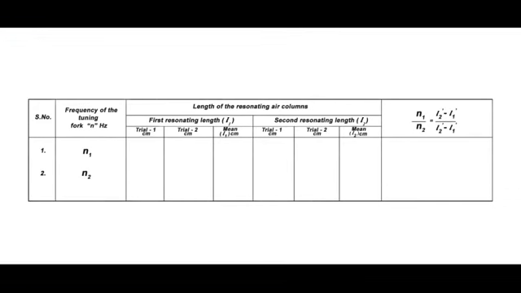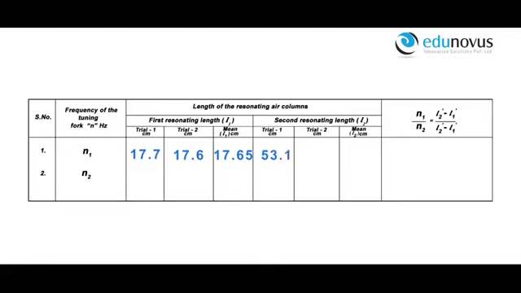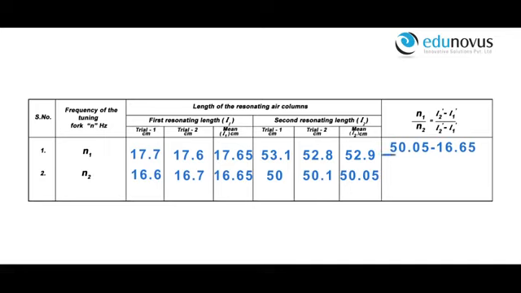For a tuning fork of N1 frequency, first resonating length trial 1 is 17.7, trial 2 is 17.6, and the mean of the two trials is 17.65. For the second resonating length, trial 1 is 53.1, trial 2 is 52.8. The mean of these two trials is 52.9. Similarly, for a tuning fork of frequency N2 the values are as follows. Therefore, the value of N1 by N2 is equal to 0.94.